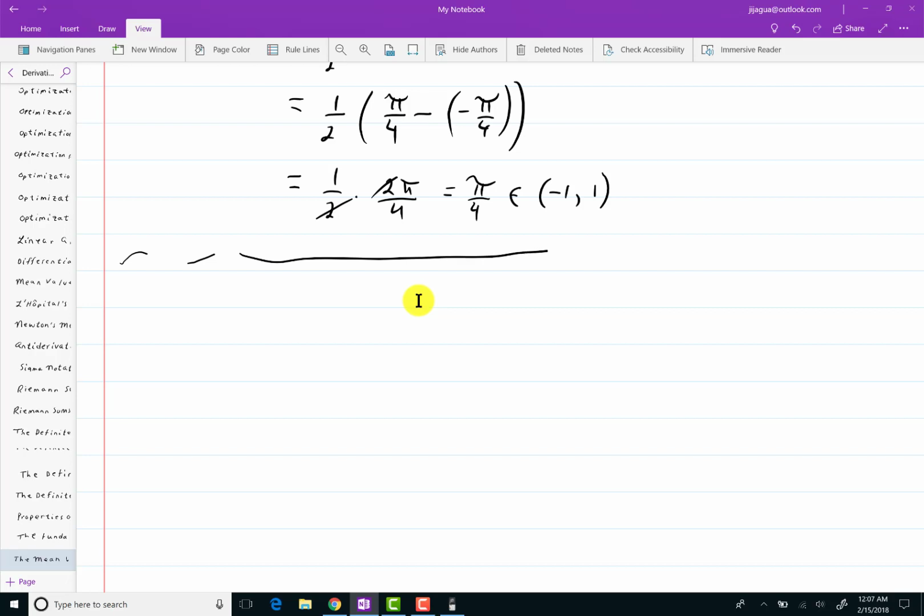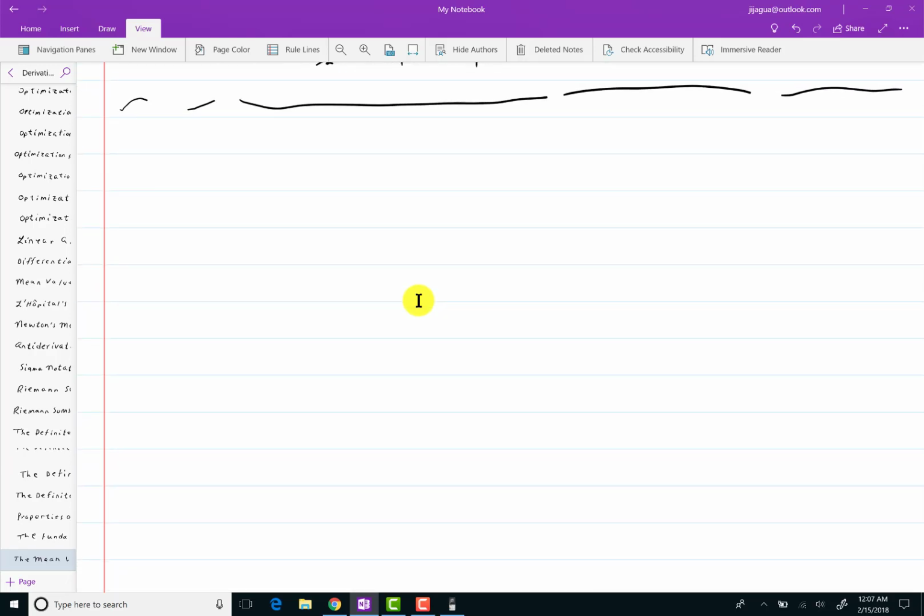One last idea, and that's it for this section, involves even and odd functions.